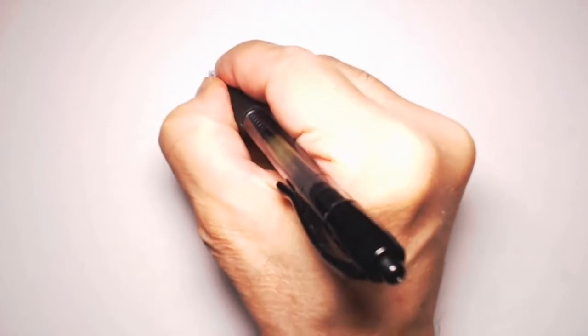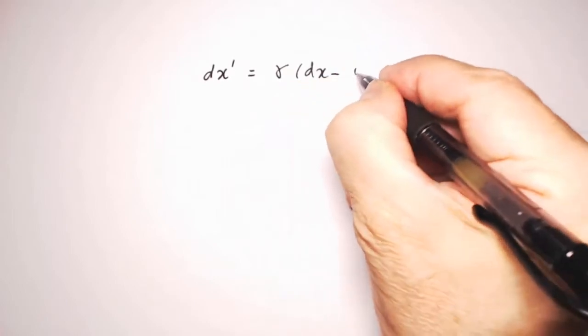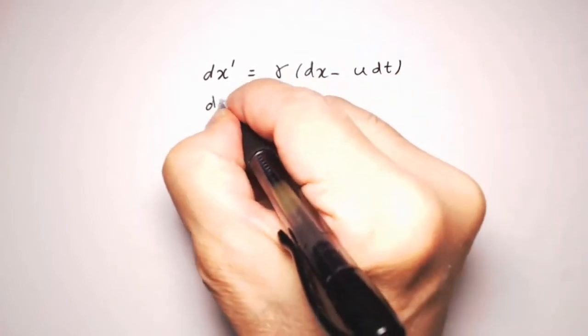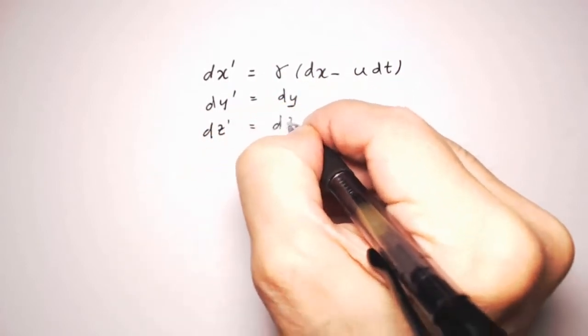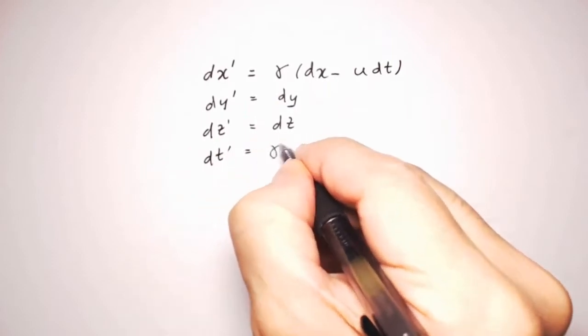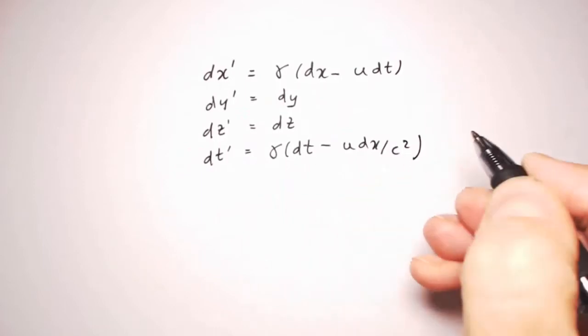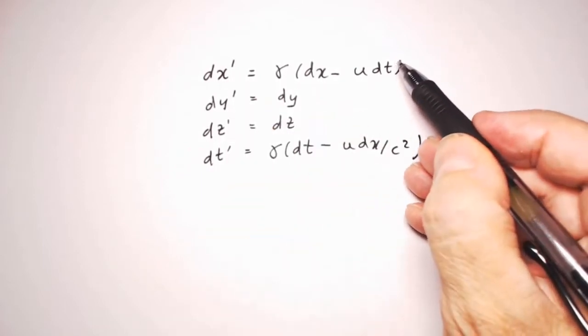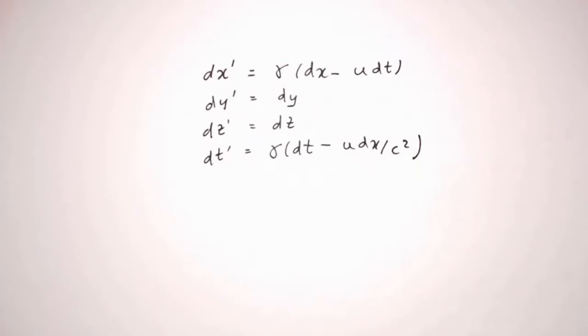We are going to find the ratio of intervals as the time interval tends to 0. So there's a limiting process, and we can work with these infinitesimals. So we say dx prime is equal to gamma (dx minus u dt). We know that dy prime equals dy, dz prime equals dz, and dt prime equals gamma (dt minus u dx over c squared). So these are infinitesimals where we have let delta t tend to 0 in the limit to get dt. All of these are in the limit of delta t tends to 0.